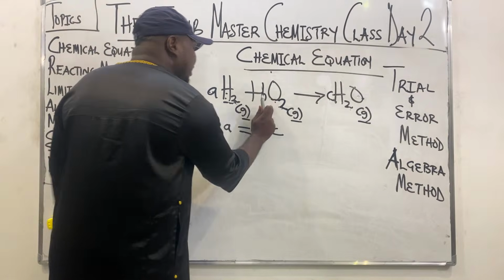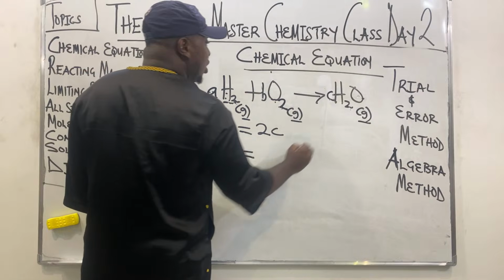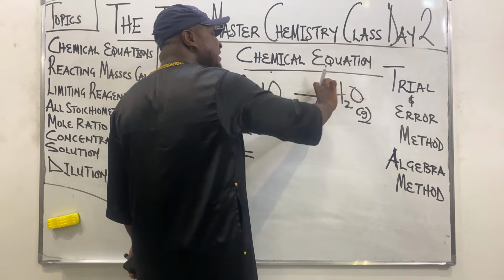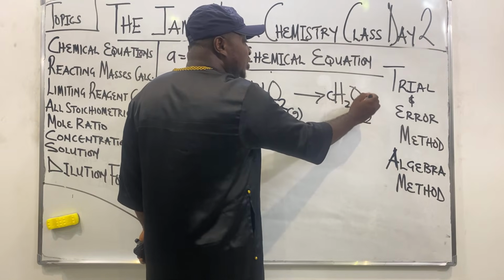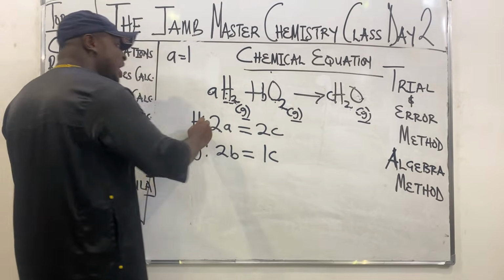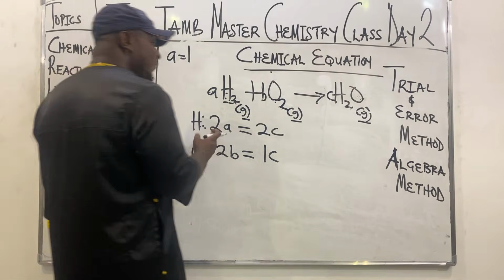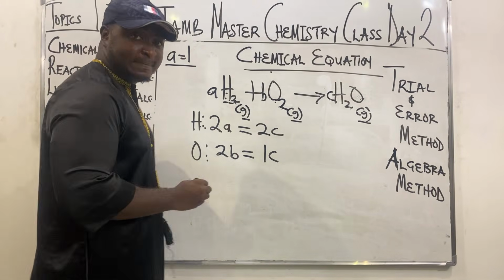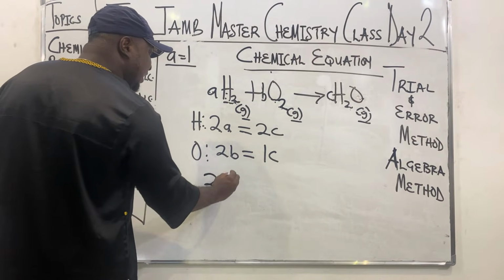Let's form an equation for oxygen. On the left hand side, oxygen is 2 times B, 2B, equals oxygen on this side. Class, this C affects both hydrogen and oxygen. Any letter or number behind here affects everybody in the compound. So this C is not just for hydrogen, it's also for oxygen. We only have one oxygen here, so 1 times C, 1C. We now have an equation for hydrogen and an equation for oxygen. It's now time to solve the equations and get our values of A, B, and C. Don't forget we have said let A be equal to 1, which means anywhere we see A, we can put 1. This will now mean that 2 into bracket 1 equals 2C.